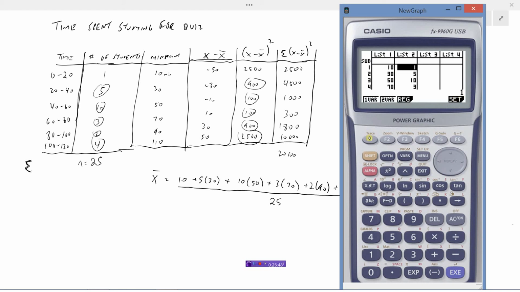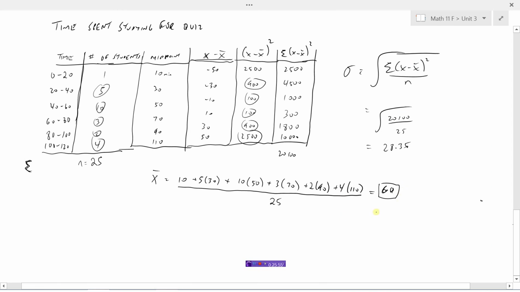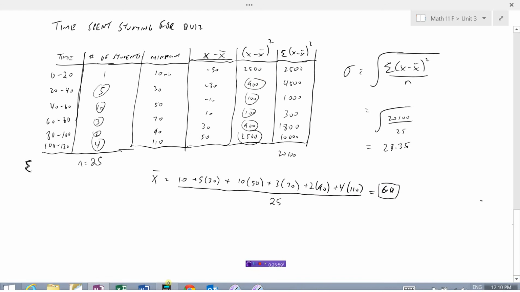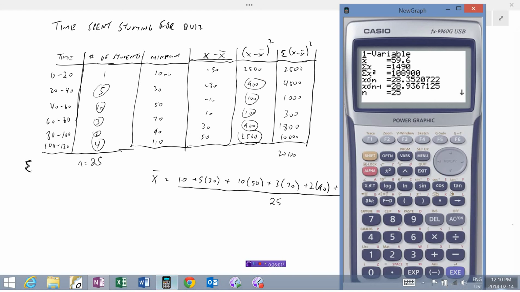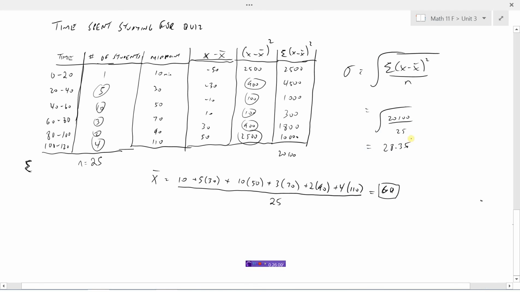Now when we hit one variable, we're going to get the information we need. So there's the mean, 59.6. Remember, we rounded ours to 60 just so that we could manually do the works easier. Whoops, come back here, calculator. And here's the other piece we want. The standard deviation of 28.35, and that's what we got with the standard deviation. So that's how we can calculate standard deviation of data.